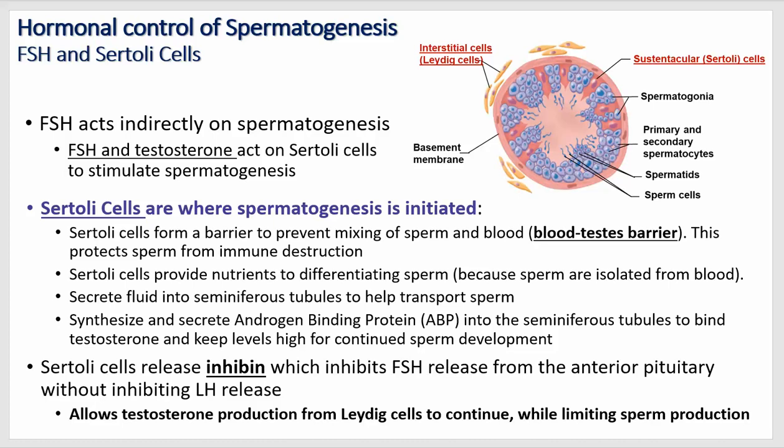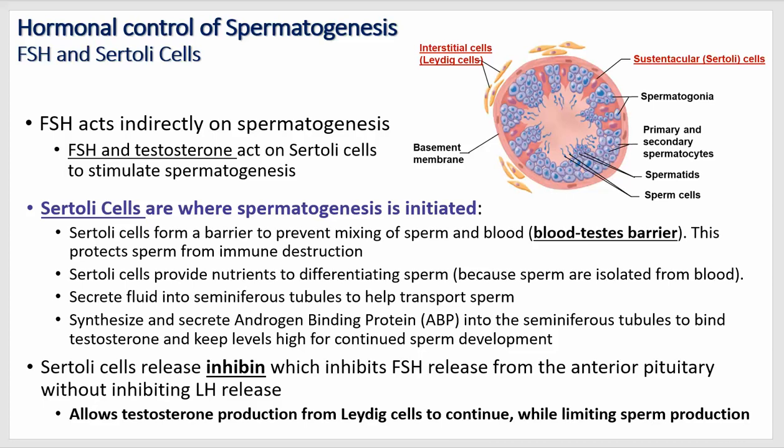The sperm production also happens with the presence of testosterone, but it is these Sertoli cells that keep the testosterone in an environment that supports their development, or keeps the sperm in that environment. Development of sperm. All right, so Sertoli cells are where spermatogenesis is initiated.